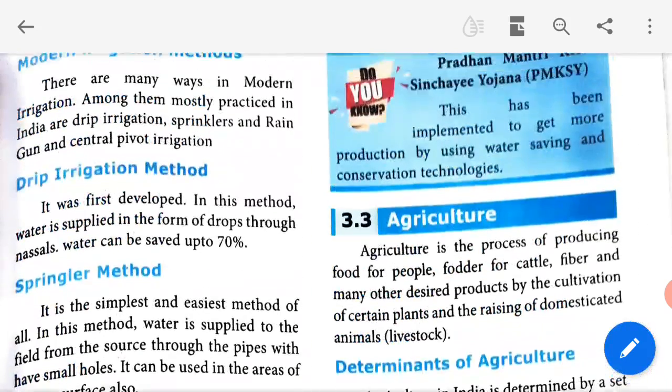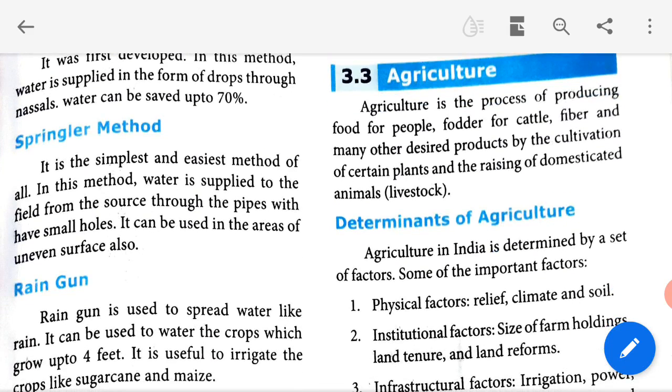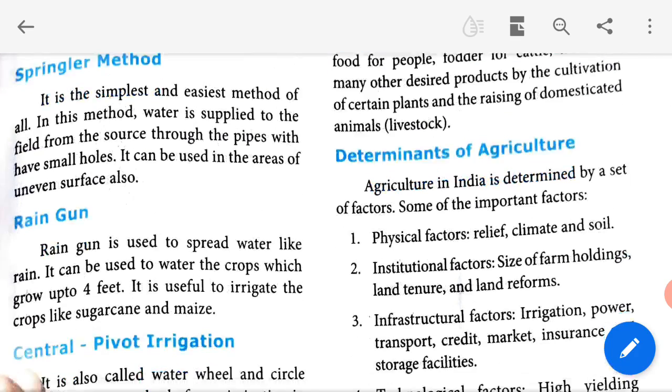The next part we move on to agriculture. Agriculture is a process of producing food for people. Agriculture means vyavasayam. So we are producing food for people, food for cattle, fiber and many other desired products by the cultivation of certain plants and raising of domesticated animals. So we don't only cultivate plants for our use, but even bring up animals. So domesticated animals means animals which are being brought up at home. That's called livestock.